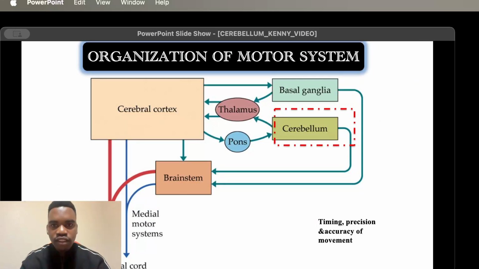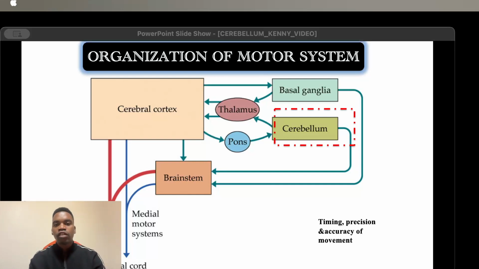So let's first see the organization of the motor system. The motor system is a complex system. It's not something that has a simple connection. It is a complicated kind of connection, where we have all these structures that help in motor organization. We have the cerebral cortex here, which is the cerebrum, the forebrain. The forebrain has reciprocal connections with the thalamus, the basal ganglia, the cerebellum, and the brainstem.